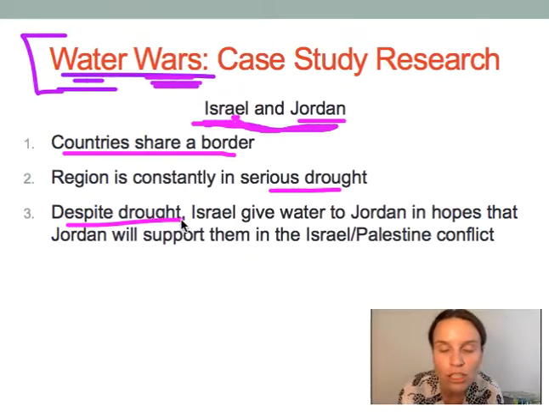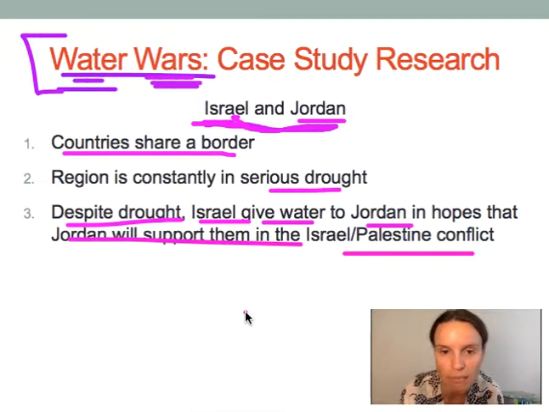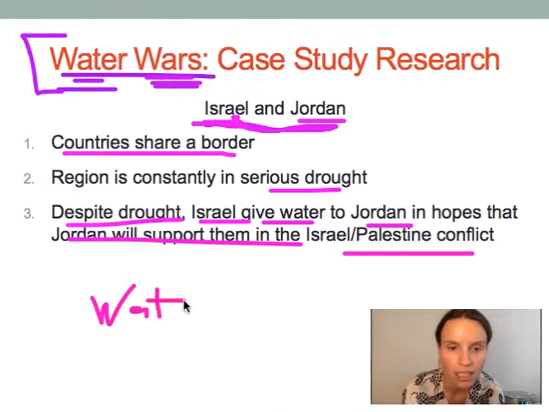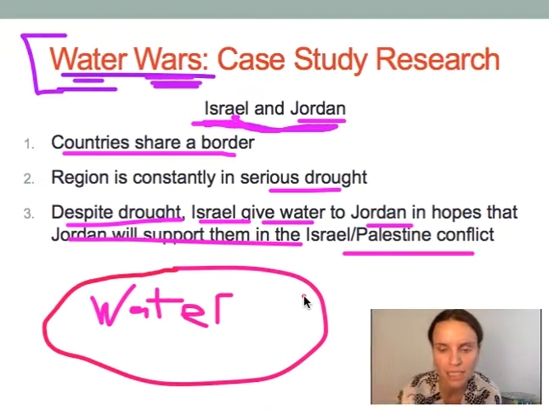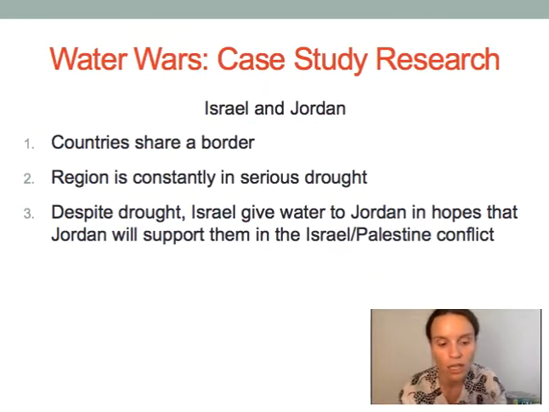But despite these drought conditions, Israel gives water to Jordan in hopes that Jordan will support them in the political conflicts that are taking place between Israel and Palestine. And that's not something they say outright, but it's sort of like in that larger picture of diplomacy, water becomes a really good bargaining chip. And you're going to see that more and more in international relations as water availability becomes more of a problem. So I think that it's interesting to keep in mind how different countries relate to each other about their water use.